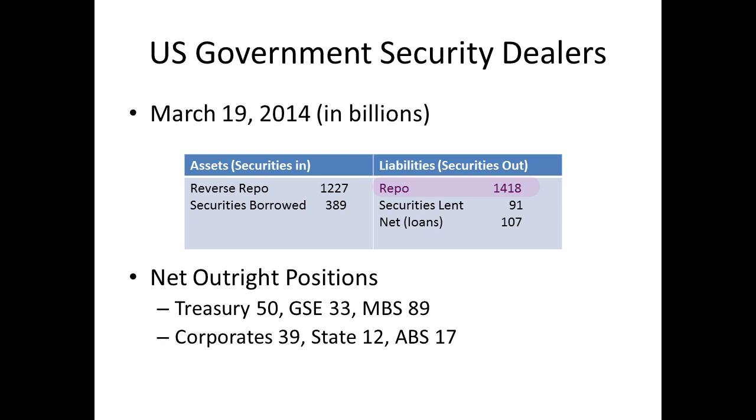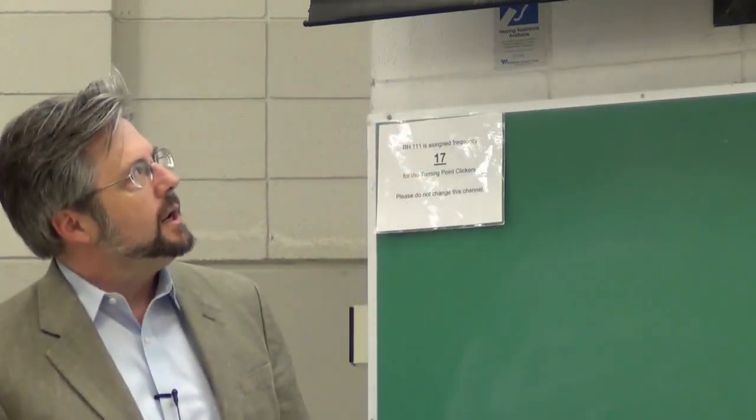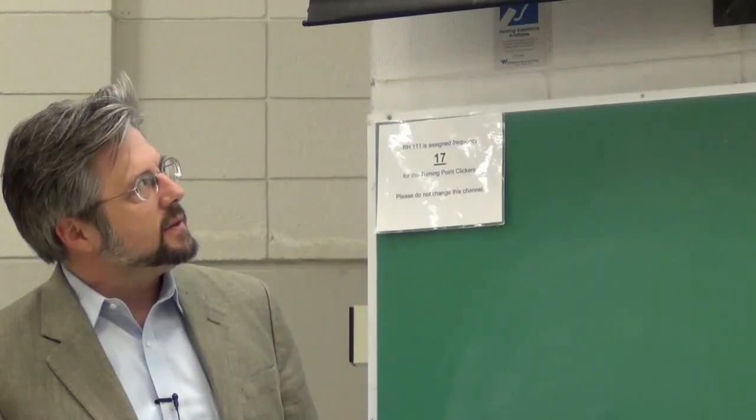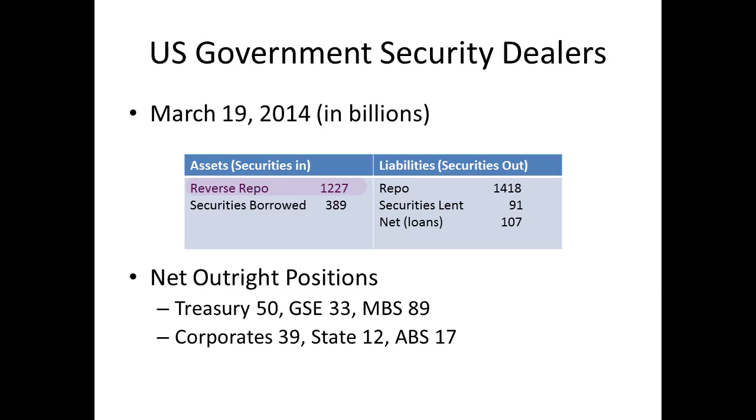So there's repo. That's a liability of the security dealer. They're borrowing 1,418 billion, so that's $1.4 trillion, in overnight and maybe weekly loans that are used to finance security positions. And if you go short, you lend money and you borrow securities, so that's lending money. I'm treating that as an asset, reverse repo, and that's $1.2 trillion.